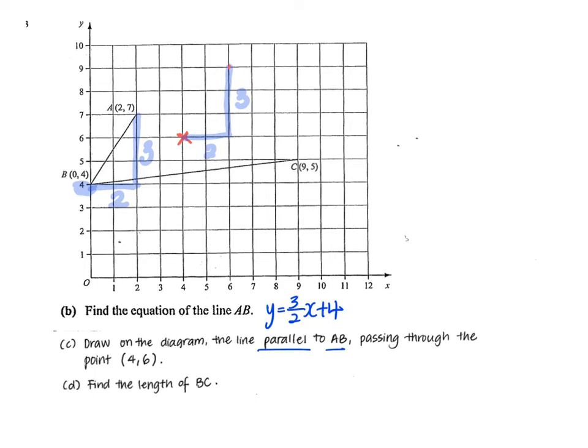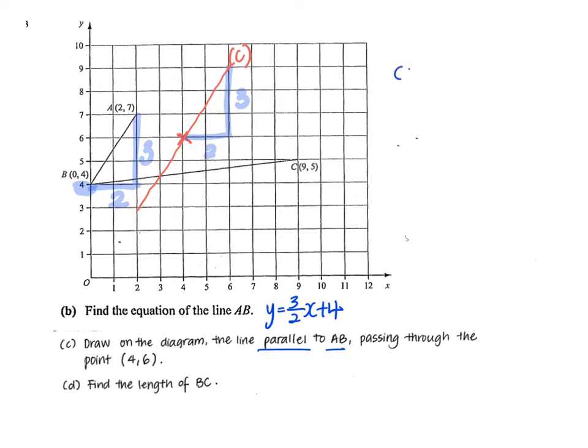And they want us to draw a line. So I'm going to use this point to help myself draw one straight line. Okay, so it will look something like that. Please use your ruler. I don't have a ruler on my diagram, so I can't do it. Okay, so this is the line that is parallel to AB and passes through the point 4, 6. So this is the answer for part C. Label our answers in case they can't see it.